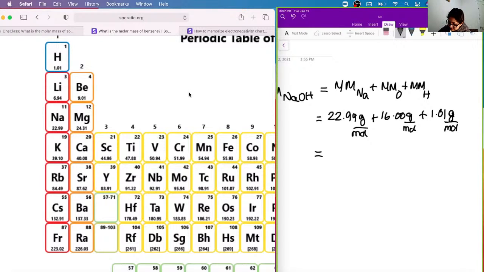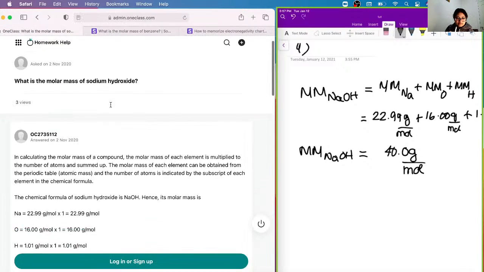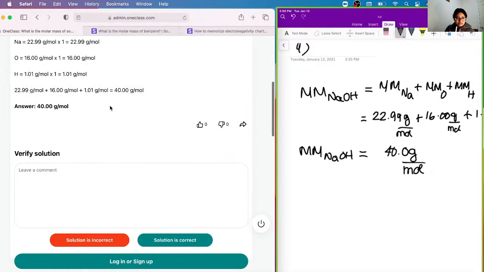So the last step would be to add these three numbers together, and you would get 40.0 grams per mole. And so the molar mass of sodium hydroxide is 40.0 grams per mole. So yeah, the solution is correct.